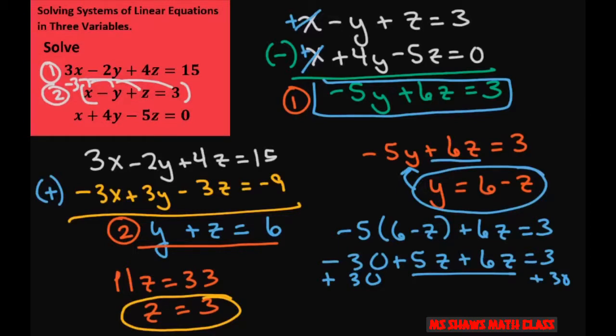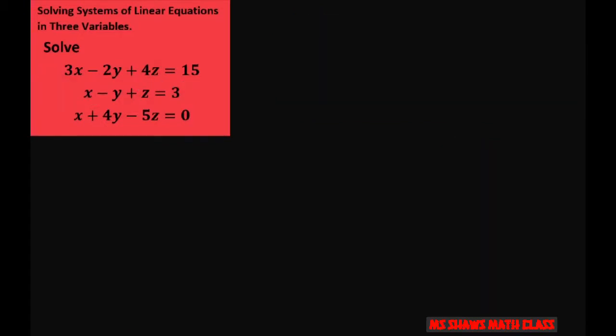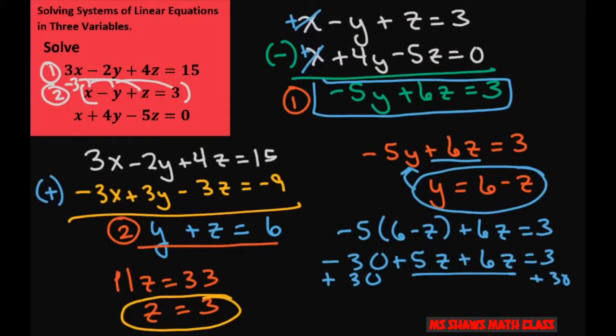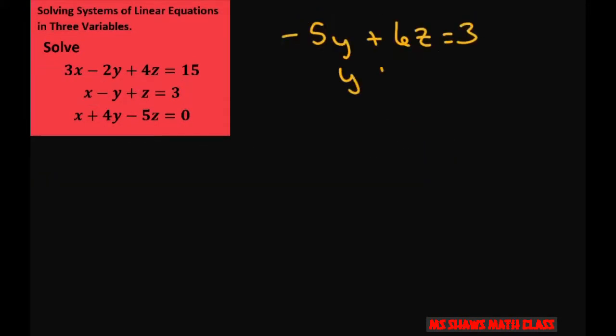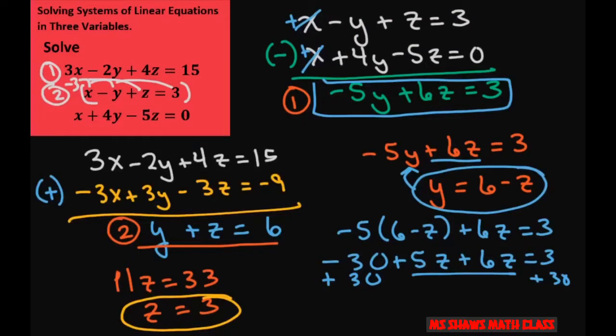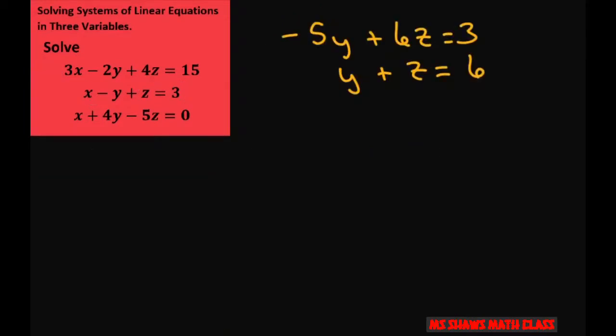I'll just have to go back. Negative 5y plus 6z equals 3. And the other one was y plus z equals 6. And we found out that our z was 3. So z equals 3.